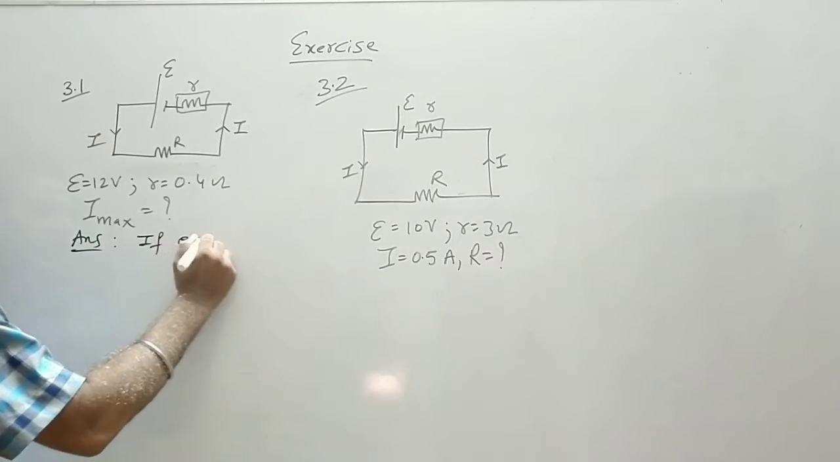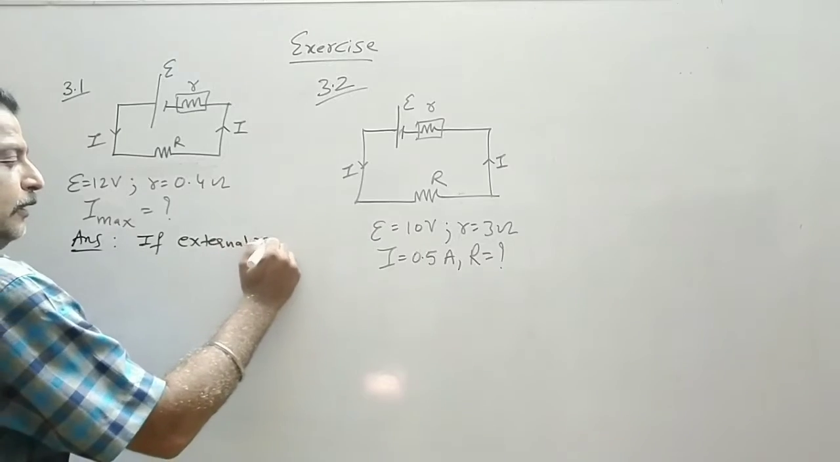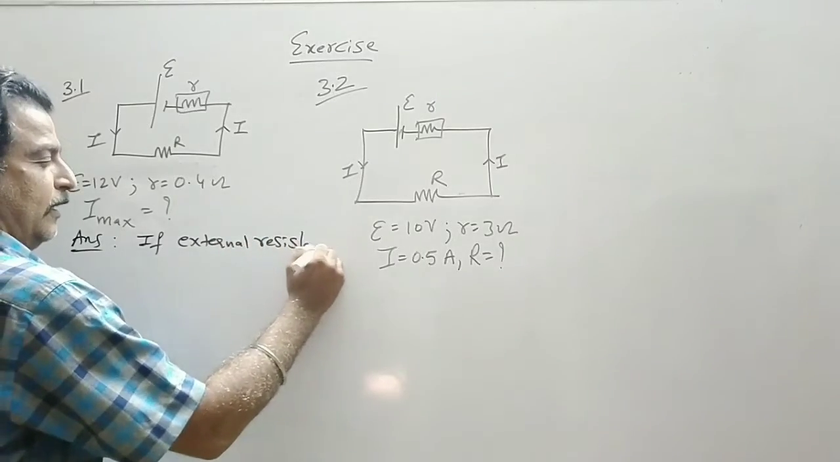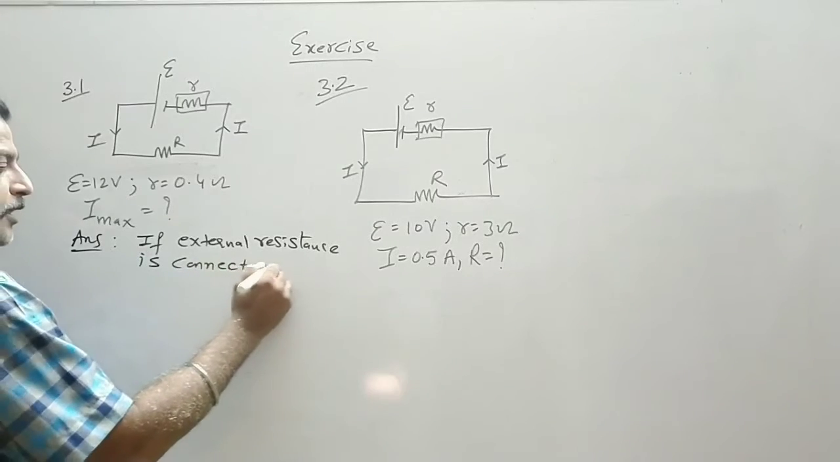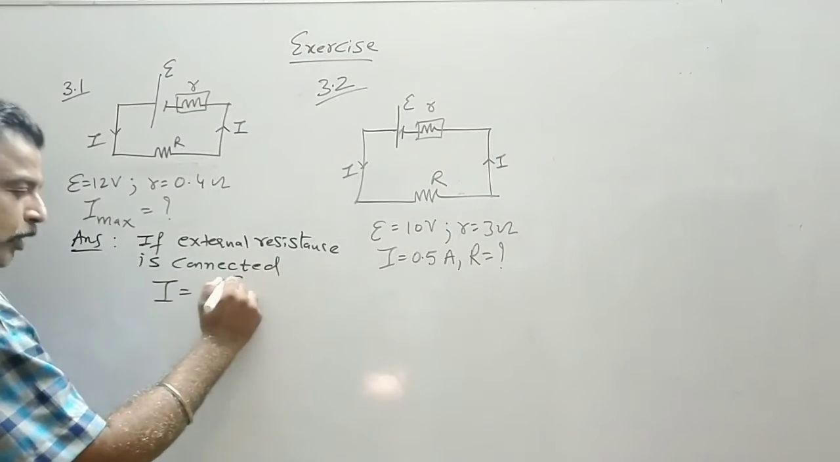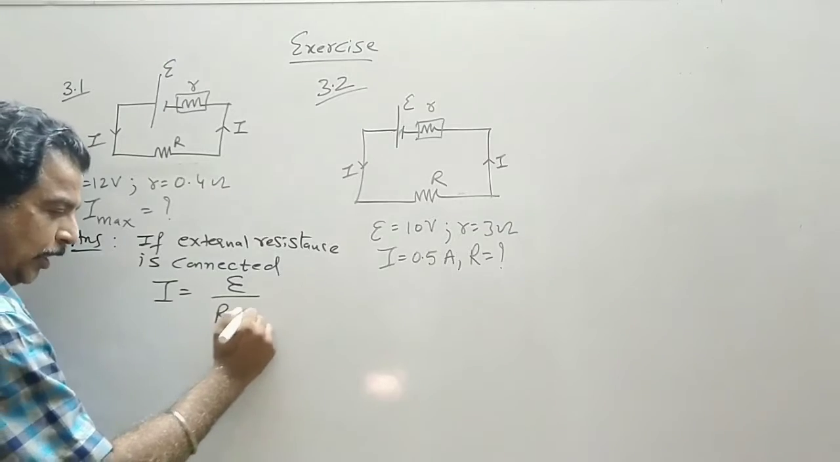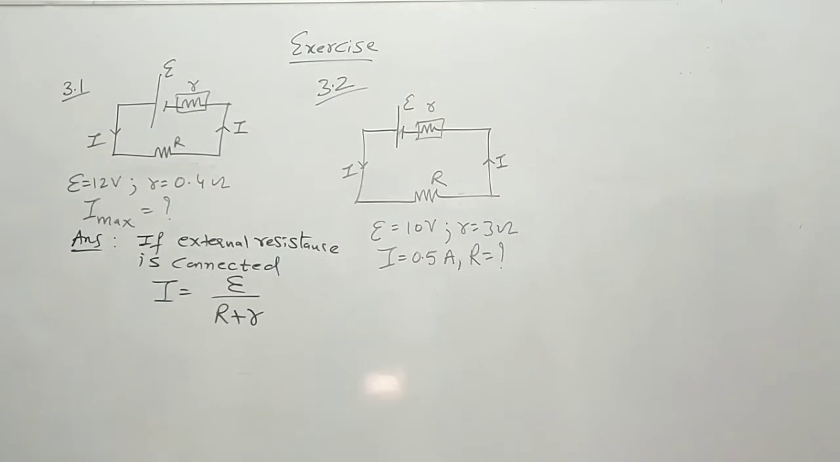So if external resistance is connected, then I is equal to total EMF upon total resistance. This is the Ohm's law.